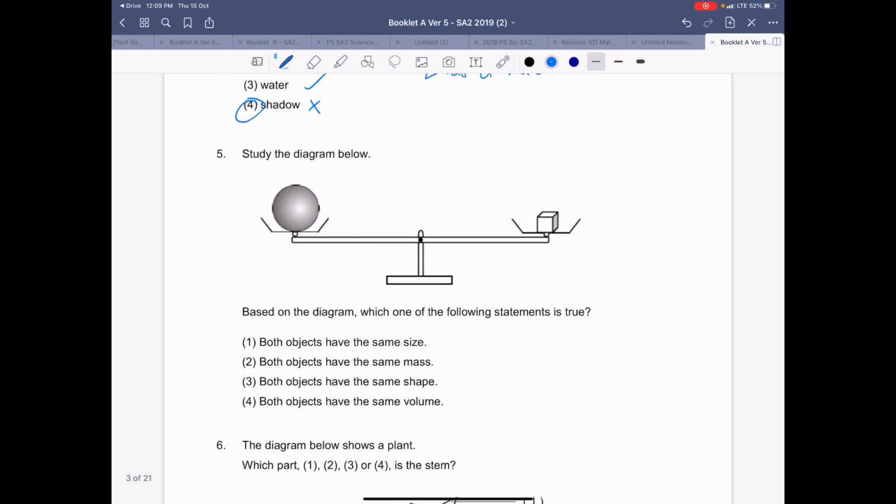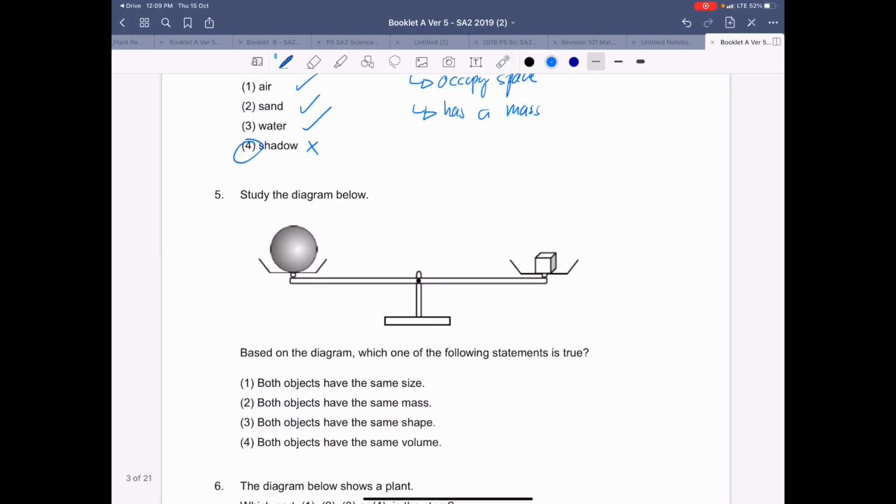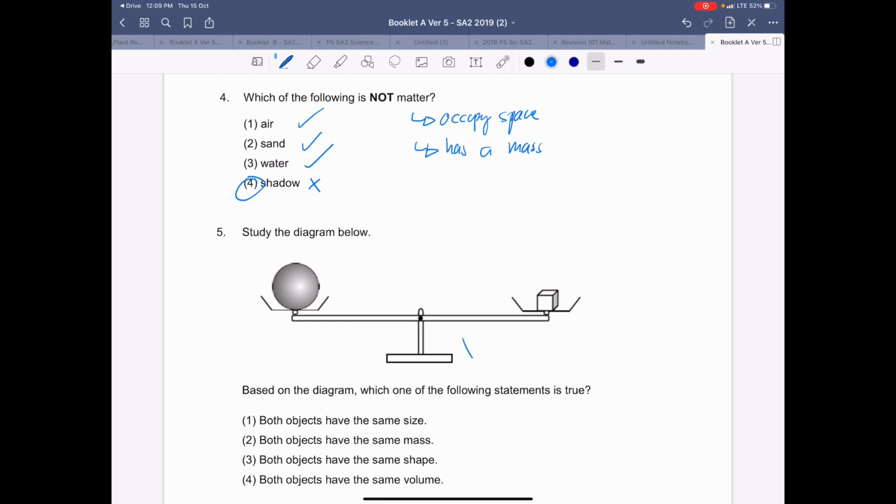Next. Now, so this is a beam balance. So a beam balance, just in case you don't know, this is a beam balance. Basically when it's horizontal, it shows that both objects have the same mass. So a beam balance actually measures mass or shows mass.